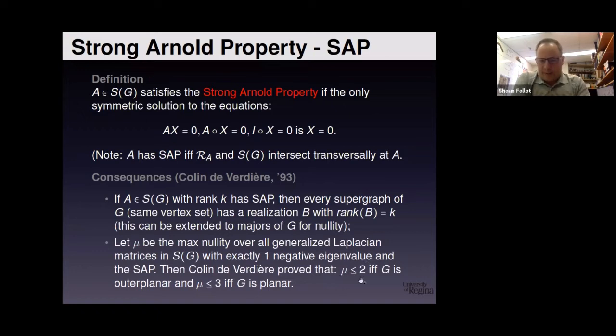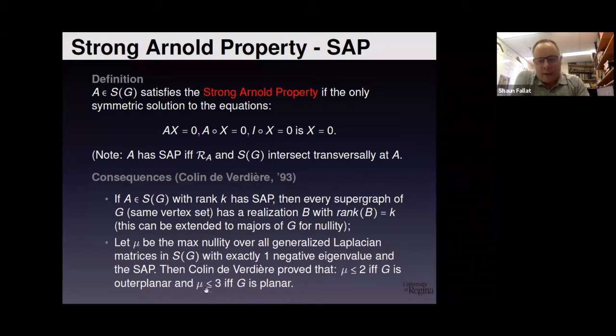This maximum nullity is at most 2 over this subset here if and only if the graph is outerplanar. And this maximum nullity is at most 3 if and only if the graph is planar. So this is, I guess, an algebraic characterization, if you will, of planarity.